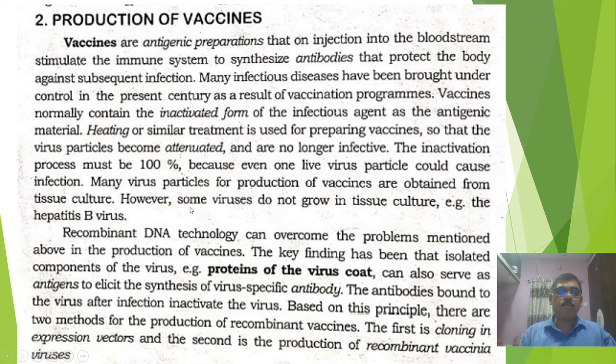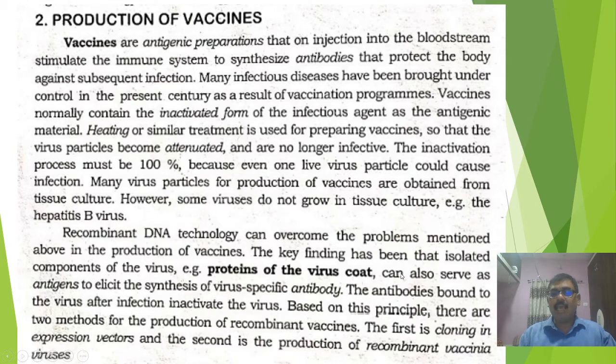The inactivation process must be 100% because in this attenuation, even one live virus particle can cause the infection. Many virus particles for the production of vaccines are obtained from tissue culture. However, some viruses do not grow in tissue culture, for example the hepatitis B virus. So recombinant DNA technology can overcome the problems in the production of vaccines.